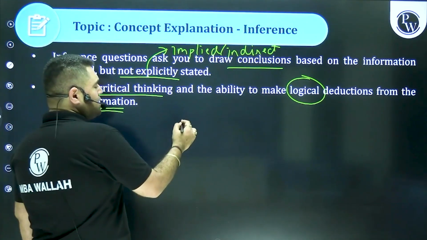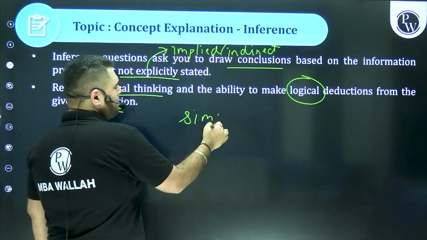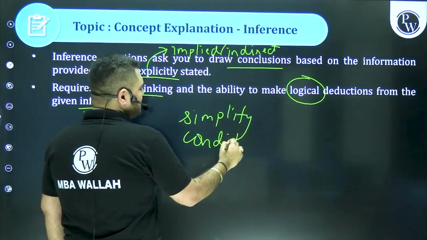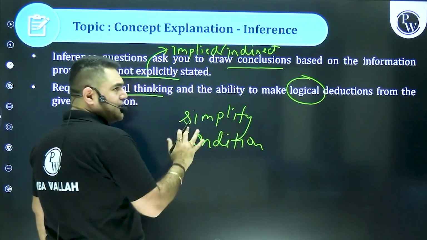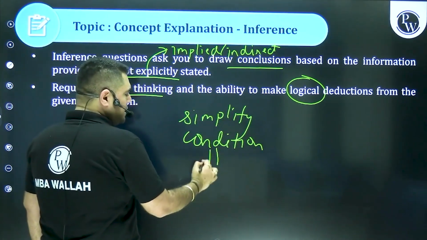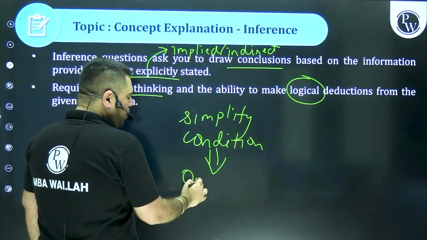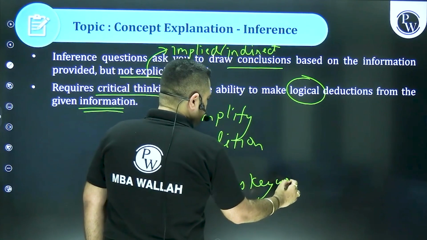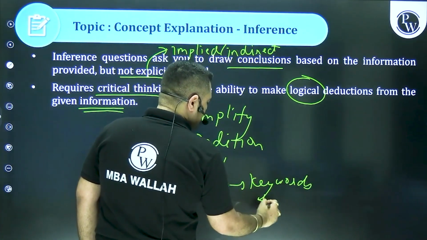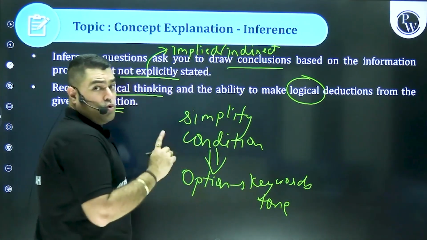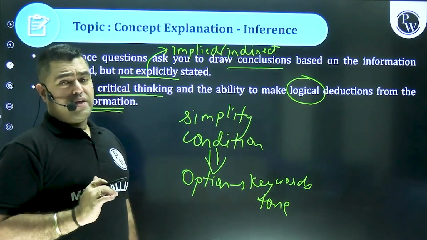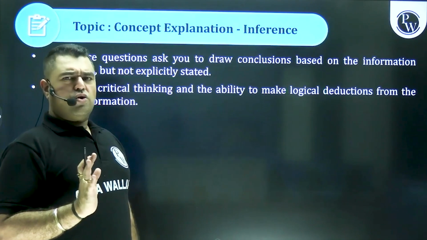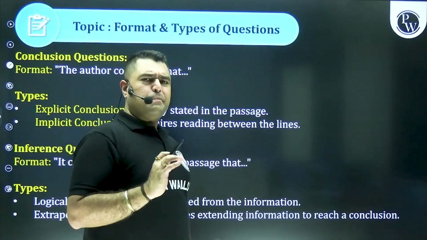So what is Amit sir asking you? Simplify the passage. Okay, find out what the condition of the passage is. That is most important. On that basis, mark that option that has the keywords, that has the similar tone. That is most important. The tone should be consistent. Okay, keyword should be there, and that's all. And something that is logical. That's all. So conclusion inferences, I hope, is getting better and clearer.